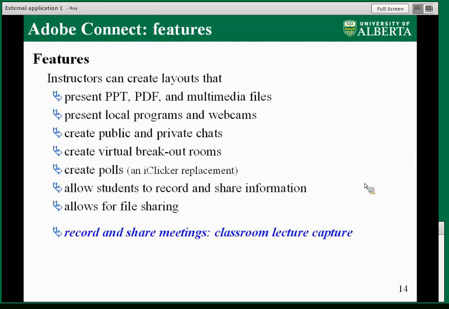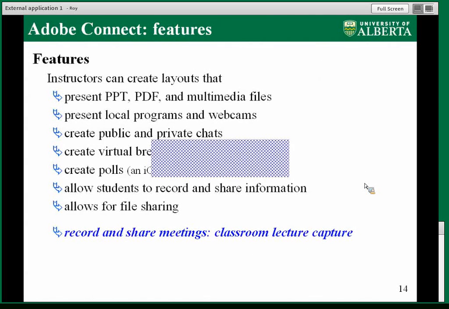An important aspect of Adobe Connect is that all of this can be recorded. It can be watched in real time, but it also can be recorded and shared with anyone else. And that's where my interest comes in: classroom lecture capture. In reality, this presentation is actually being recorded using Adobe Connect.